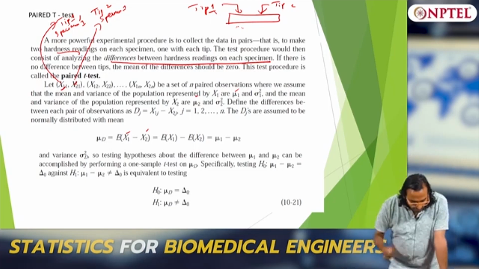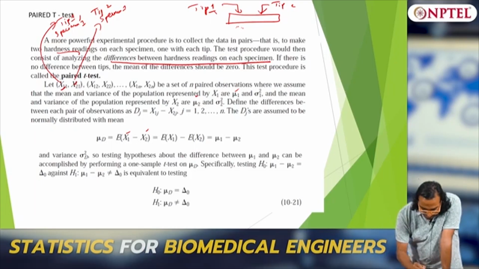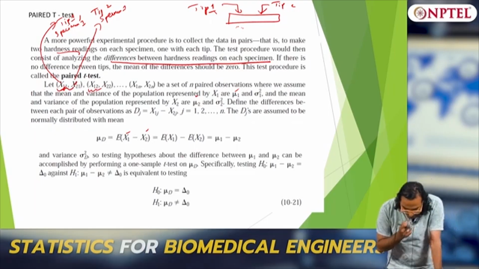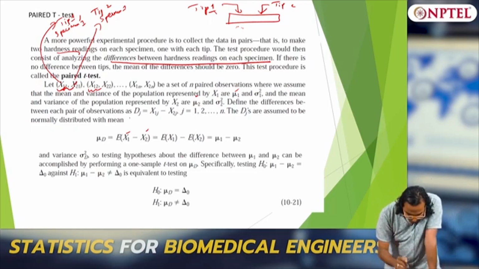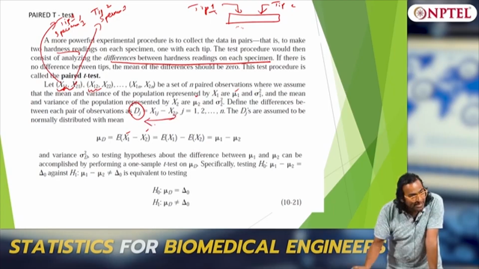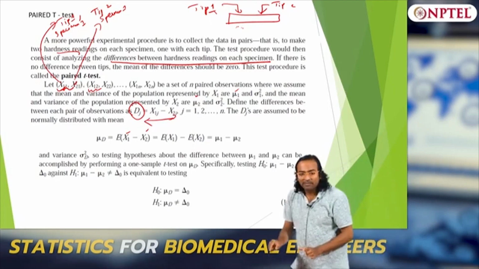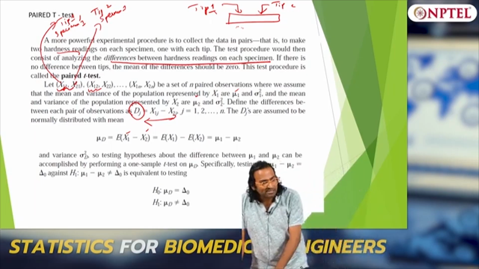Now what can I compare? I can compute the difference between these two. So I have these pairs. So what is the deviation? The deviation is nothing but x1j minus x2j. This is the deviation in hardness due to using tip 1 versus tip 2, okay.